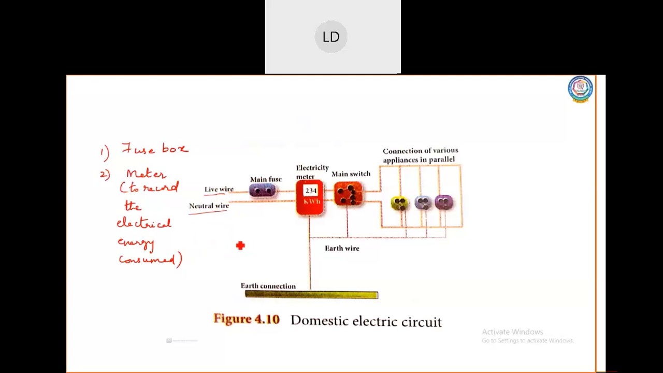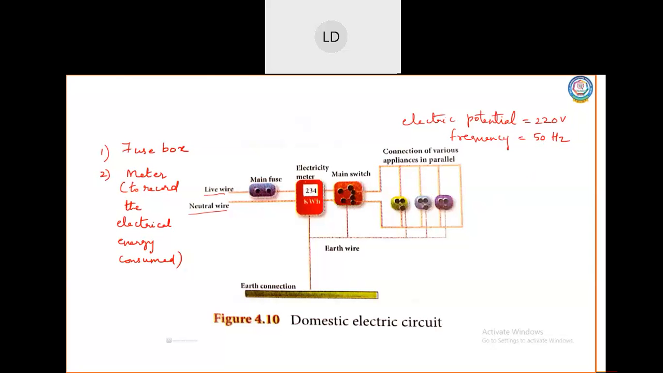The electricity supplied to our houses is an alternating current, an AC, whose electric potential, we have come across this word electric potential, is 220 volt, and the frequency of AC is 50 hertz. This also I have already discussed. So in India, domestic circuits are supplied with an alternating voltage of 220 to 230, it varies, and a frequency of 50 hertz.